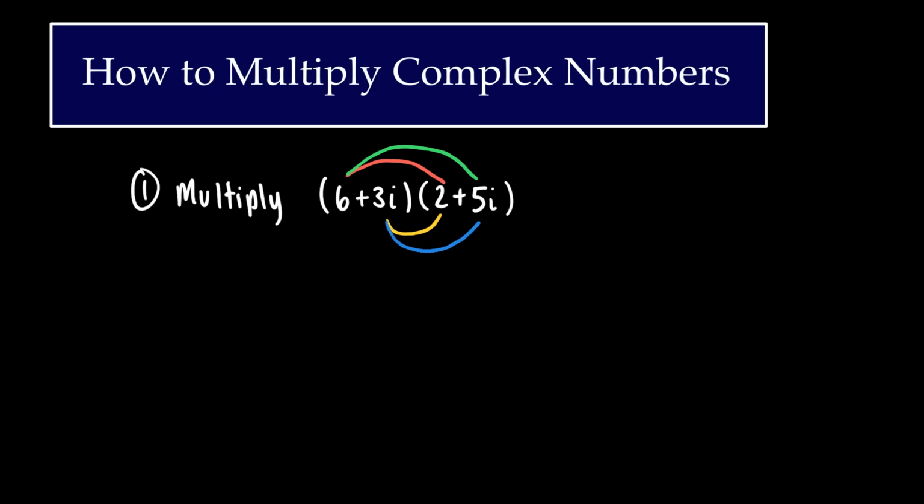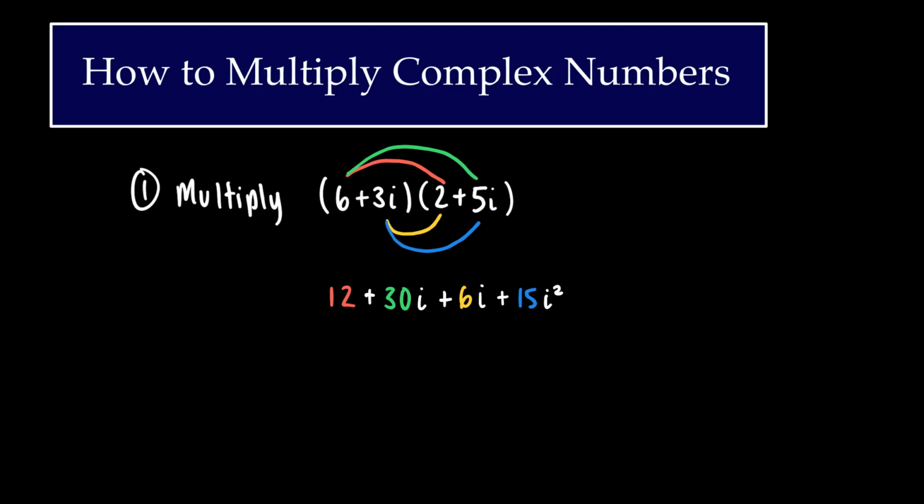Okay, so the red terms, when they multiply, 6 times 2 is 12. The green terms, when they multiply, 6 times 5i, that's going to be 30i. The yellow two terms, when they multiply, that's going to be 6i. And then the blue terms, when they multiply, that's going to be 15. And then i times i is going to be i squared.